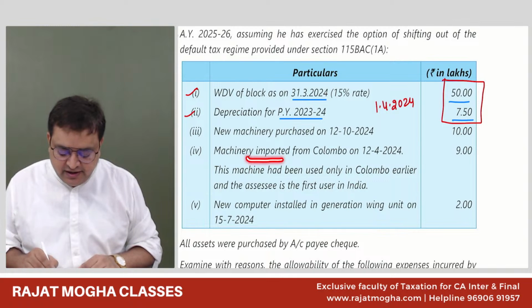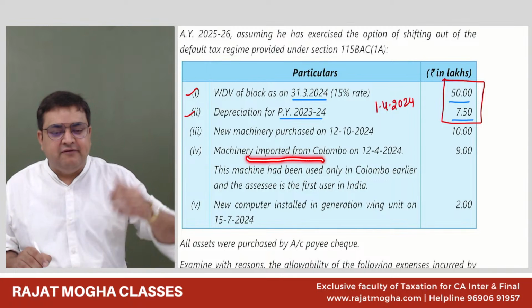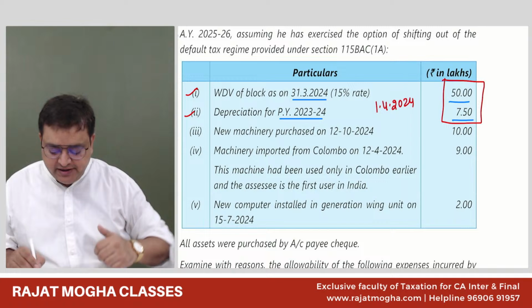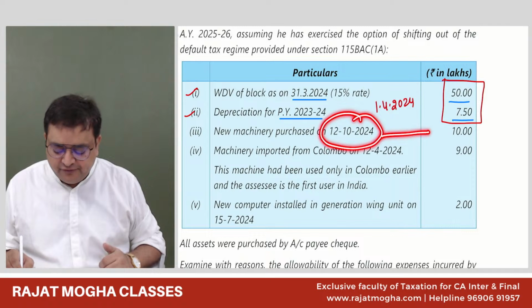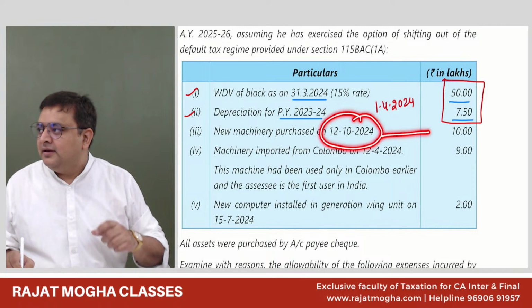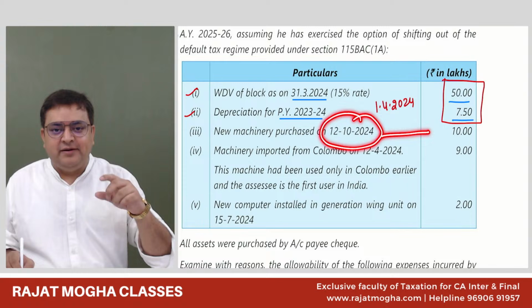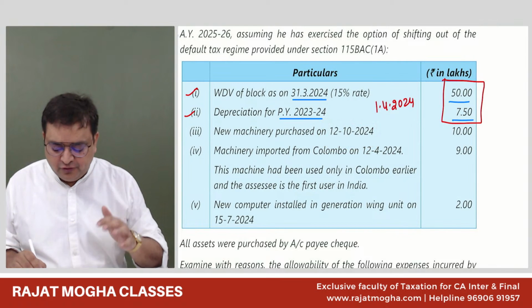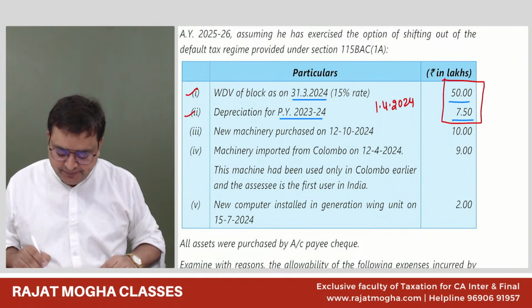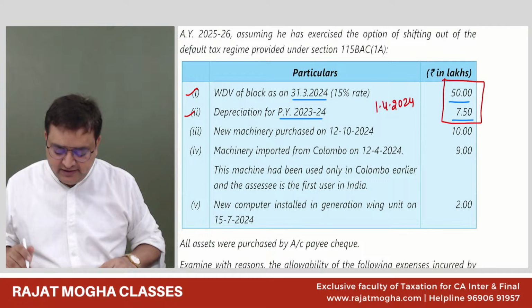Now, machinery imported from Colombo. So we have imported some machine from outside India. First of all, tell me, if you give additional depreciation on this, would it be full or half? Half. Yes. What is the criteria, guys? What is the parameter date? 4th October onwards. So 4th October onwards, it would be half, right? So it is after 4th of October, because it would be less than 180 days.